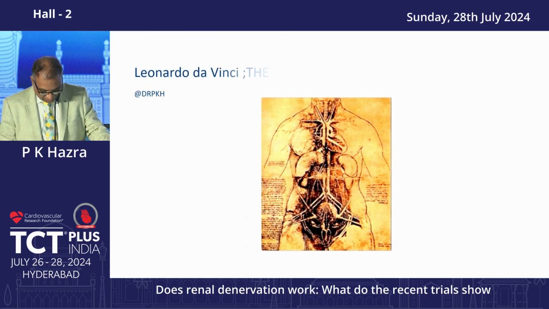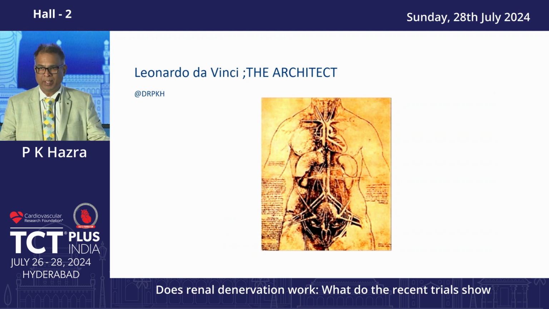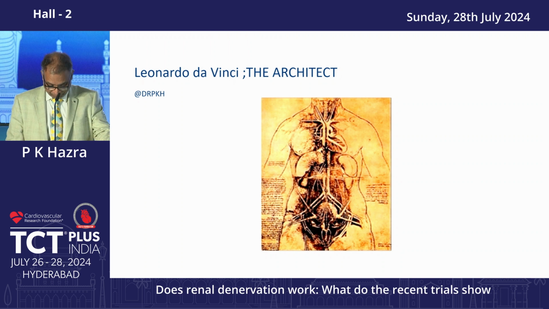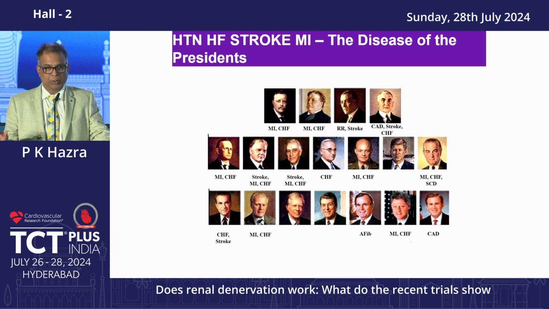So, Da Vinci is the first architect of human anatomy and knowing the human being in detail. This is the first sketch of your renal arteries, abdominal aorta, and the major organs in the human being. I have only one slide to tell you the story of hypertension, the data.